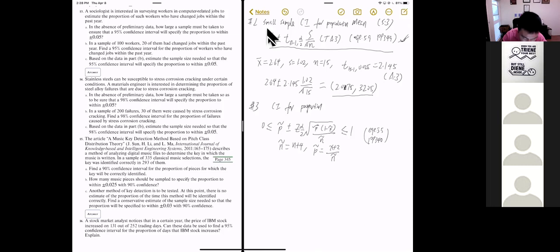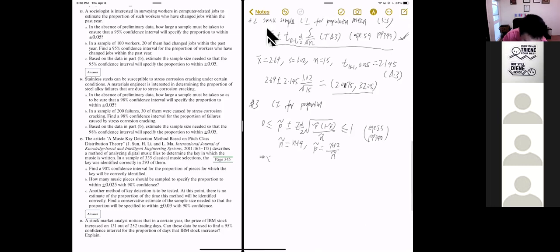Write down the numbers. So X is 293, and the modified P is X plus 2 over modified N, which is 335 plus 4. Based on this equation, so 2.87.